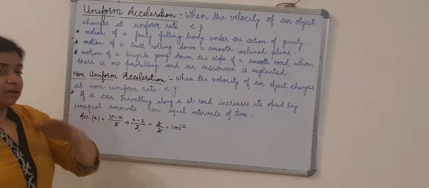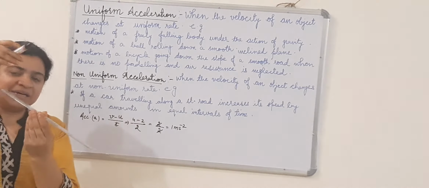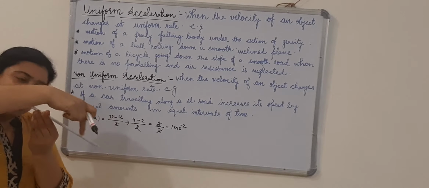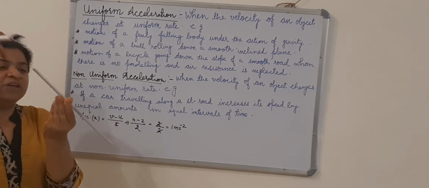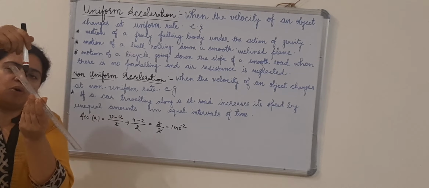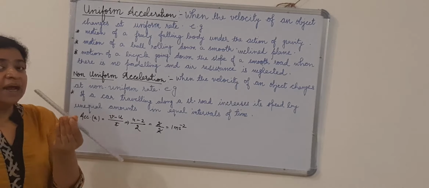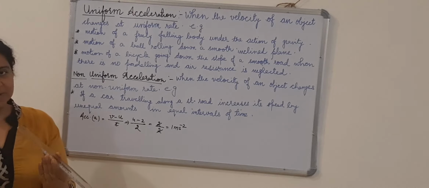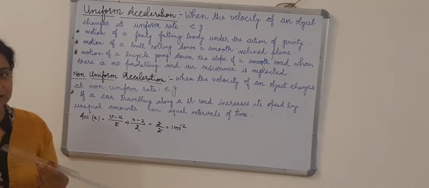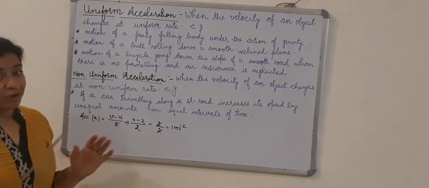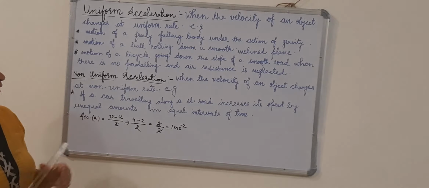Then a bicycle. Suppose you are riding a bicycle and you are going down the slope of a smooth road. When you are going down the slope of a smooth road, you are not paddling at all and there is no air resistance, or the air resistance is negligible, then this condition is possible. I think you still have not got it. Okay, let me make it more clear.